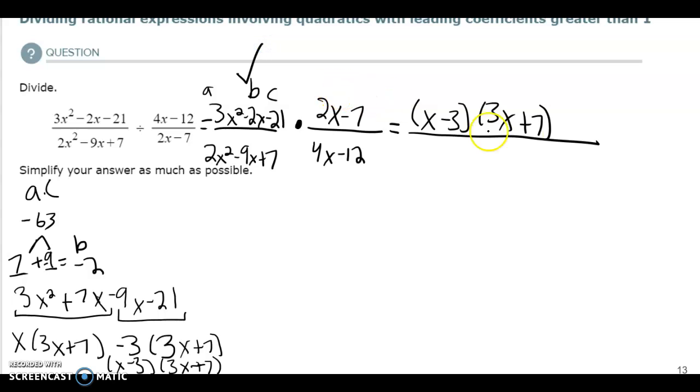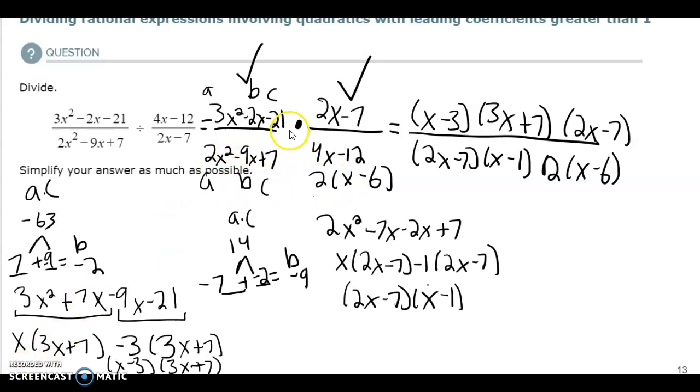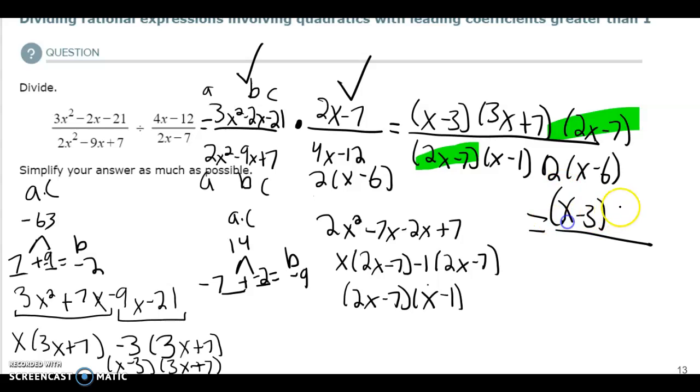So that's that part. This part cannot be simplified. I want you guys to pause the screen and do both of these parts here. Okay, so this would factor into 2x minus 7, x minus 1. This would factor into 2x minus 6. Now let's see what we can cancel off. I at least see that. I don't see anything else that the numerator and the denominator have in common. So that would leave our answer to be, in the numerator we have that, and then this is our denominator.